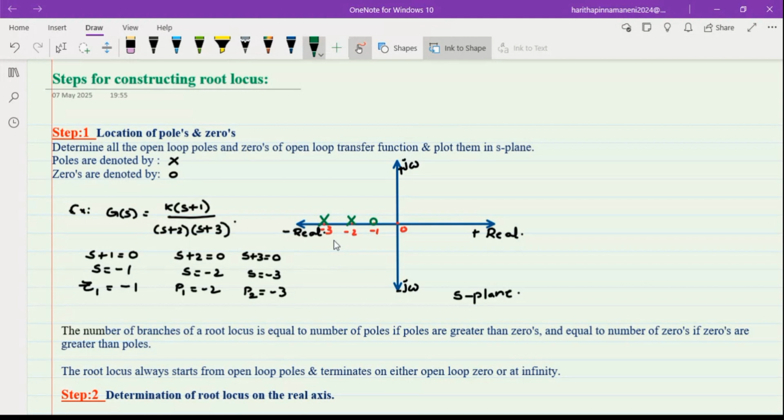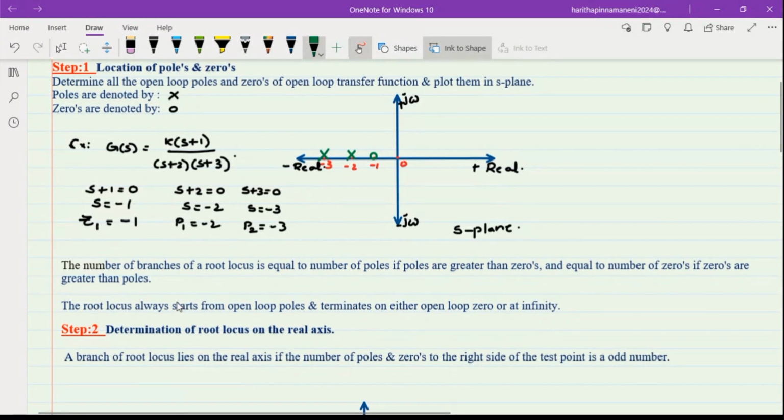So first step, we have to locate the poles and zeros in the S-plane. From the given transfer function, find out the open loop poles and zeros by finding the roots of the numerator polynomial and denominator polynomial. Numerator roots give you zeros and denominator roots give you poles.